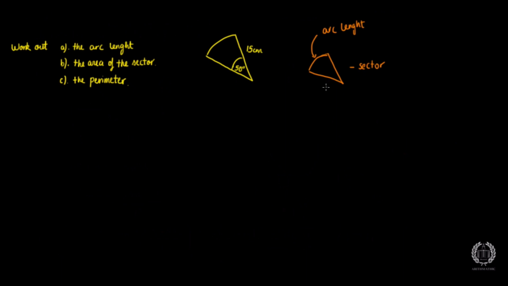I think I spelled length wrong. It's G-T-H, isn't it? Never mind. Arc length. So this curved length is the arc length, and this whole shape is called a sector.